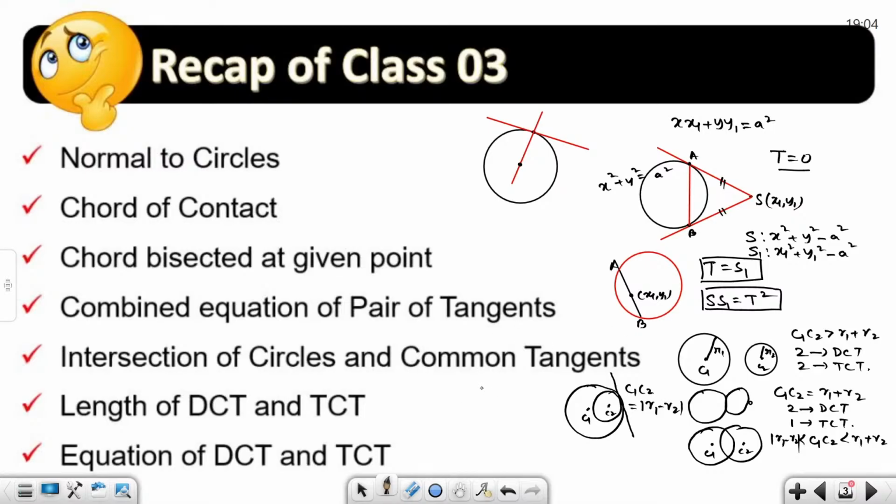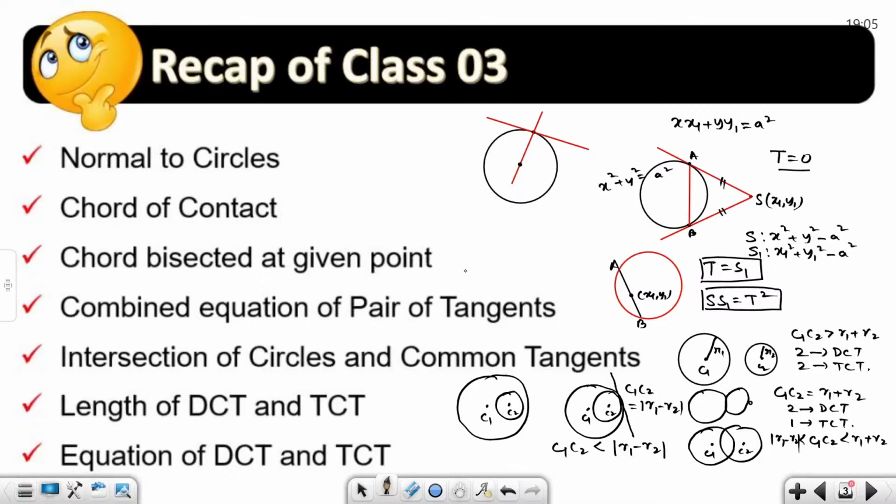And the last but not the least that we have done is that when one circle is in the other circle, in that case, the condition was C1C2 is less than modulus of R1 minus R2. And in that case, there will be no common tangents. Is it clear? So these are the intersection of the circles and the common tangents. These are the 5 cases that we have discussed.